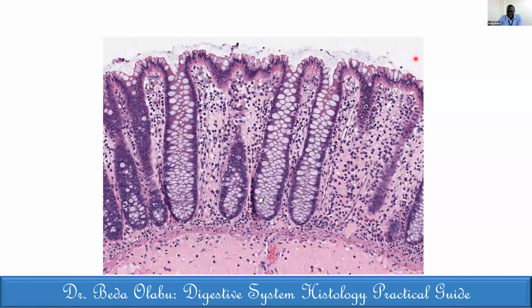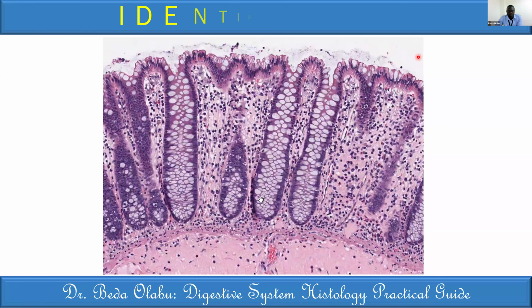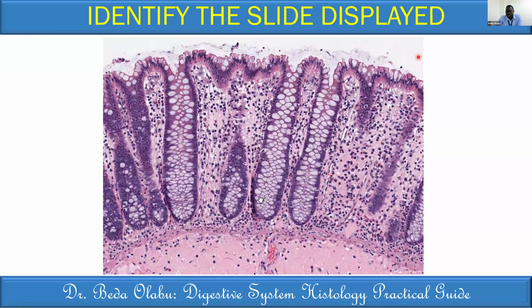Anyone for this? Yes, Michelle? I would say that this is definitely the large intestine because there are deposits of secretions of mucus at the top. We can see the crypts of Lieberkühn lined by the goblet cells and no villi. Very well. Well stated. Crypts of Lieberkühn lined by goblet cells, then no villi. This is large bowel mucosa.